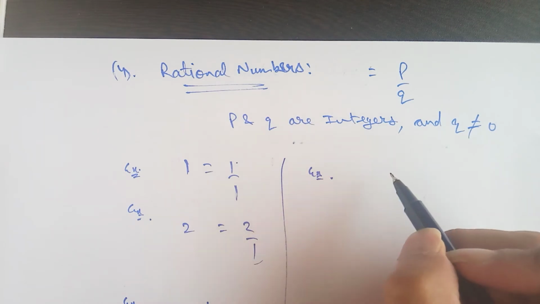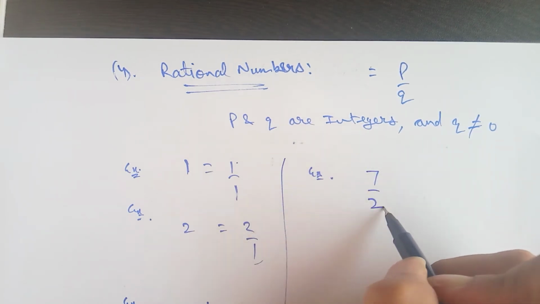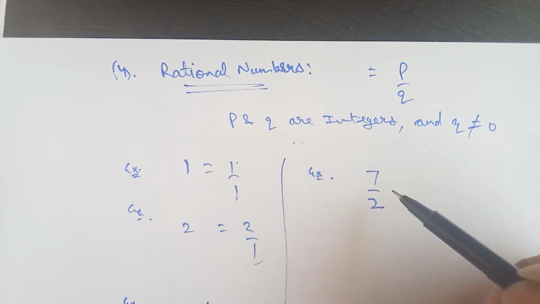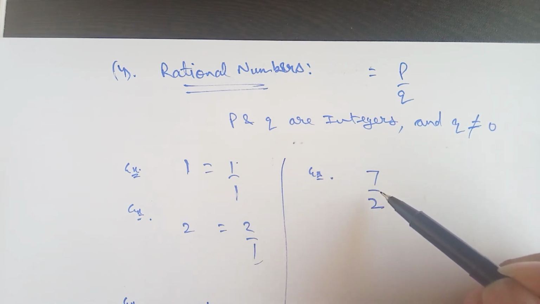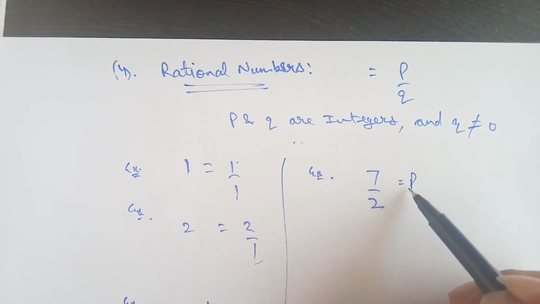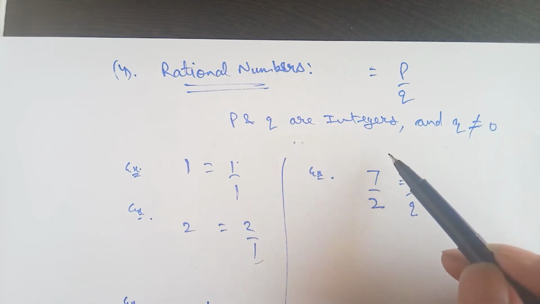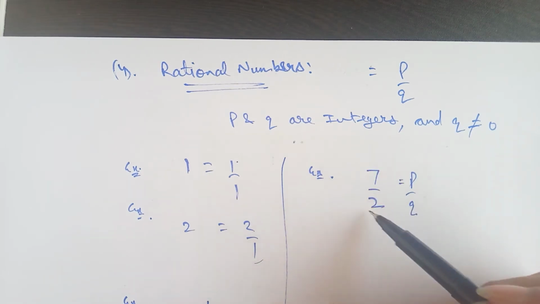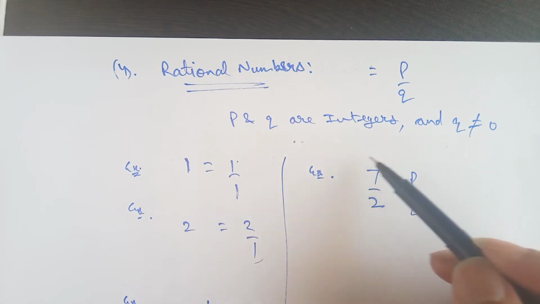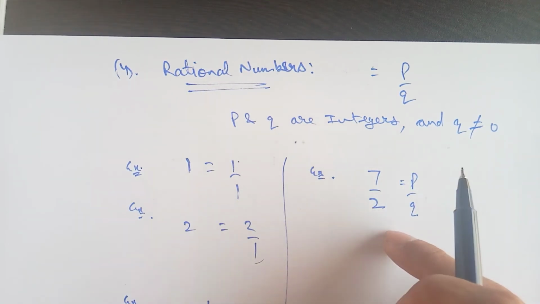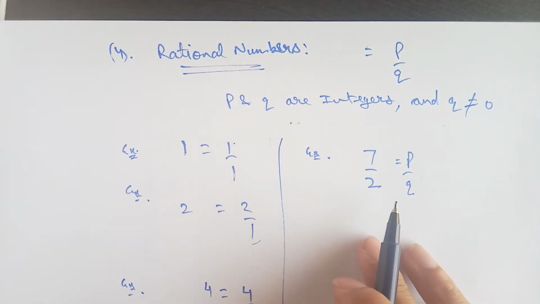For example, 7 upon 2. I haven't mentioned this number on the number line, but yes, this is a rational number because it is in the form of p upon q, and q here is not equal to 0, and both p and q here are integers. So yes, this is a rational number. This is not a natural number, this is not a whole number, this is not an integer, but it is a rational number. There are many such numbers that I can write.